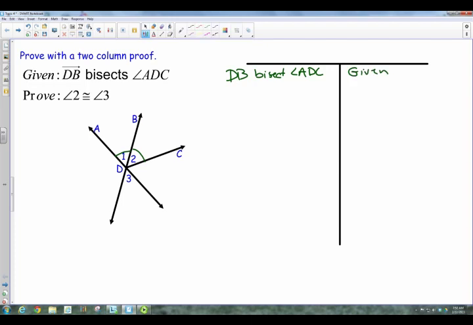Alright, let's see how we can do this. Well, based on what we know, now angle 1 is congruent to angle 2. Okay, and that's the definition of a bisector.